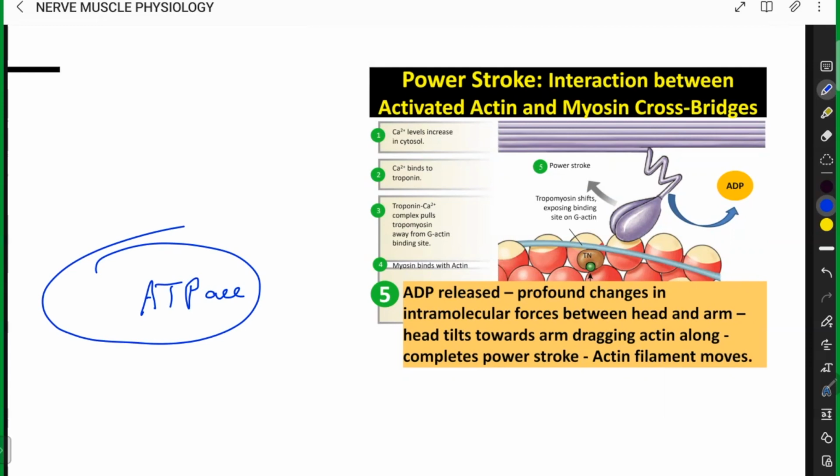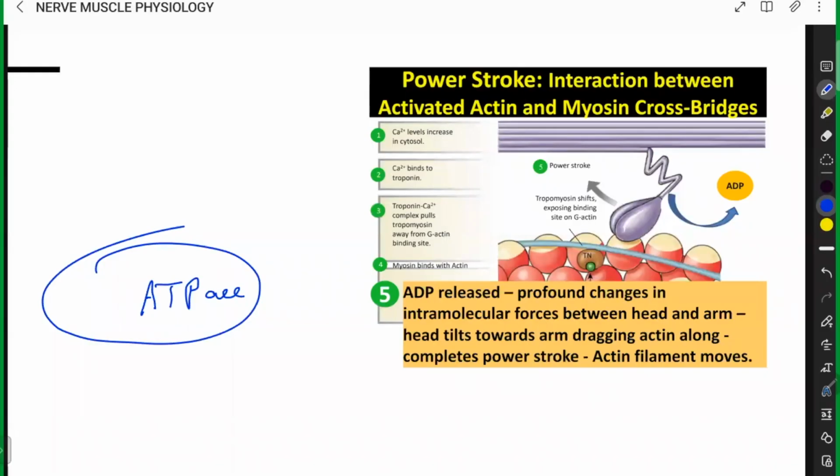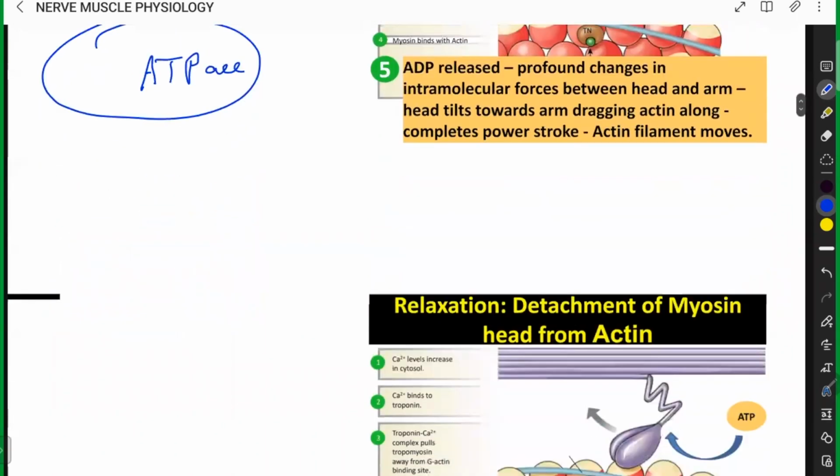Once the power stroke ends, new ATP comes and binds to the myosin head, and whenever ATP binds with the myosin head, it gets detached from your actin. So the actin and myosin detach. So the myosin head has ATPase activity. The ATPase role, we call it the relaxation phase.